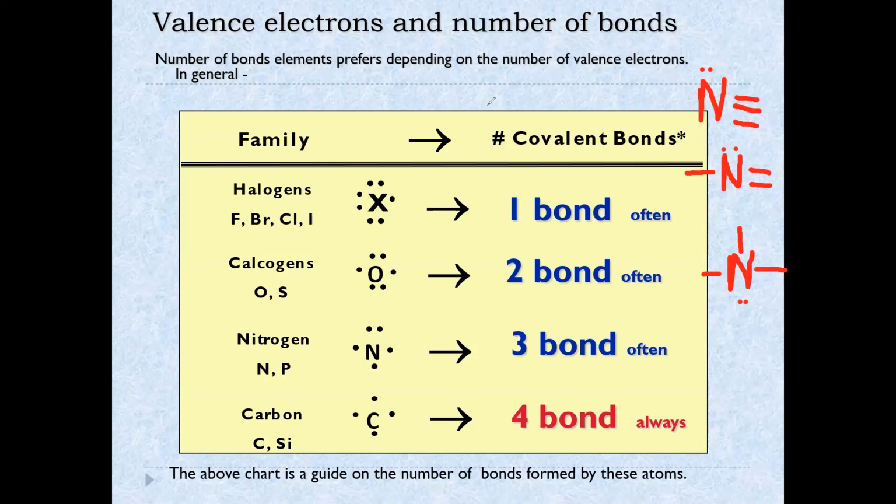Now let's look at carbon or silicon, group 4, which can form 4 bonds. So carbon can decide to take it this way. We have 1, 2, 3, 4. And as you can see, you can look at the electrons.